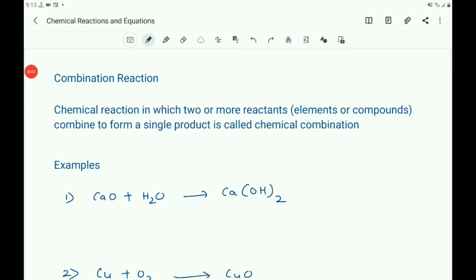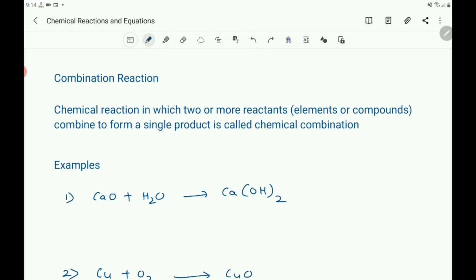Now you write combination reaction. What is combination reaction? Chemical reaction in which two or more reactants combine to form a single product is called chemical combination. The reactants may be elements or compounds. Here, what is combination reaction? Chemical reaction in which two or more reactants combine to form a single product is called chemical combination.